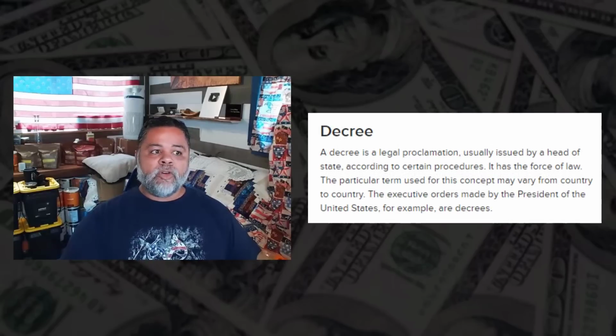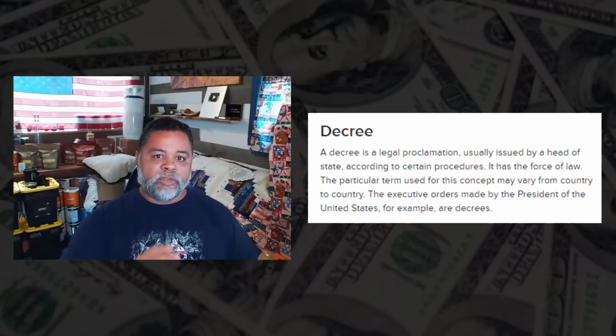A decree is a legal proclamation. Legal, not lawful. Usually issued by a head of state, according to certain procedures. It has the force of law. You understand what they're saying here? It has the force of law.